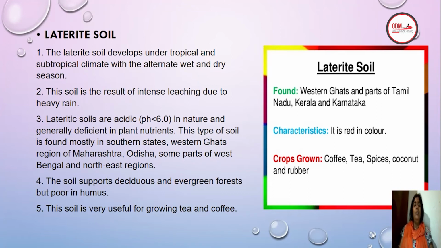See, laterite soil, where is it found? It is found in Western Ghats, parts of Tamil Nadu, Kerala, Karnataka, Maharashtra, Odisha. It is red in color and the crops that are grown are coffee, tea, spices, coconut and rubber.